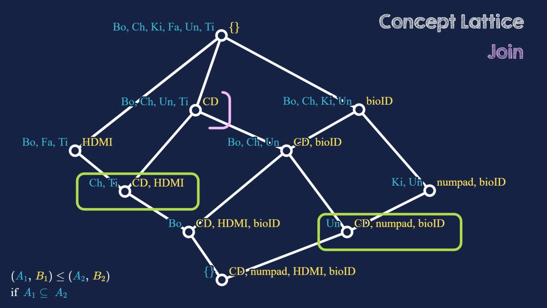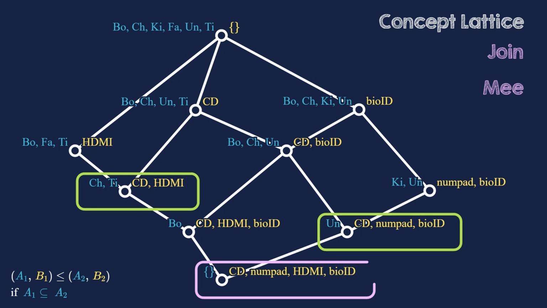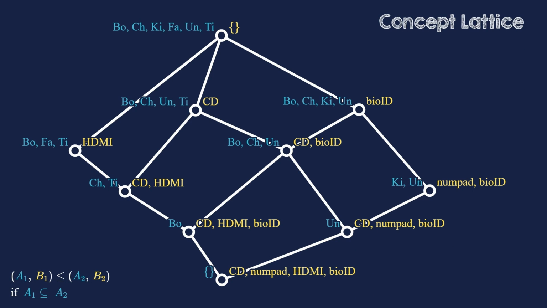Similarly, there always exists a concept as big as possible but smaller than both given ones. It's called the infimum, or meet. With these ideas, we could start to look for connections between certain attributes. For example here, every laptop that has an HDMI port and biometric ID must also have a CD drive. Try to see how this directly follows from the concept lattice on screen.